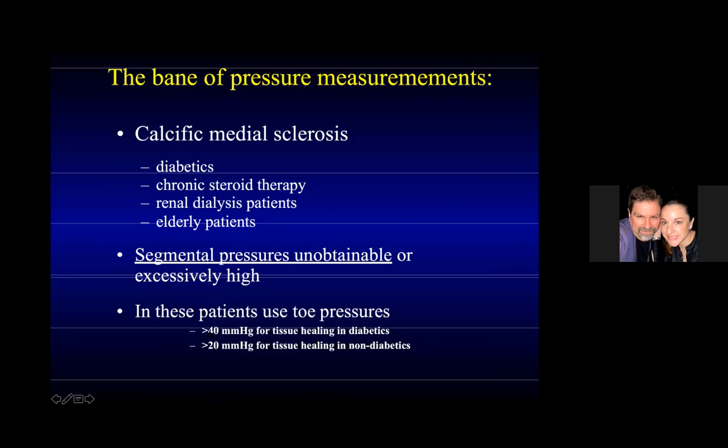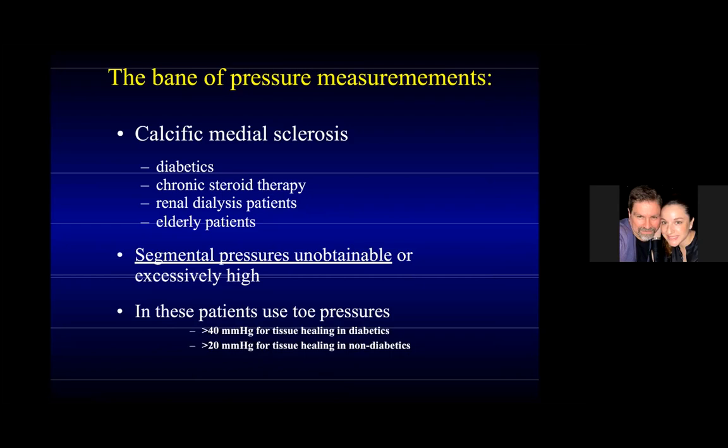pressures. Any toe pressure greater than 40 millimeters of mercury is what you need for tissue healing in diabetic patients, and anything over 20 millimeters of mercury for tissue healing in non-diabetic patients. So more than 40 and more than 20 of pressure in the toes will help either diabetics or non-diabetics with their wound healing.